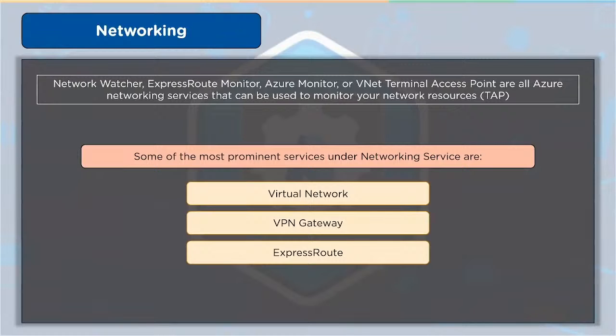Network Watcher, ExpressRoute Monitor, Azure Monitor, or VNet Terminal Access Point are all Azure networking services that can be used to monitor your network resources. So the first one we will talk about is virtual network.